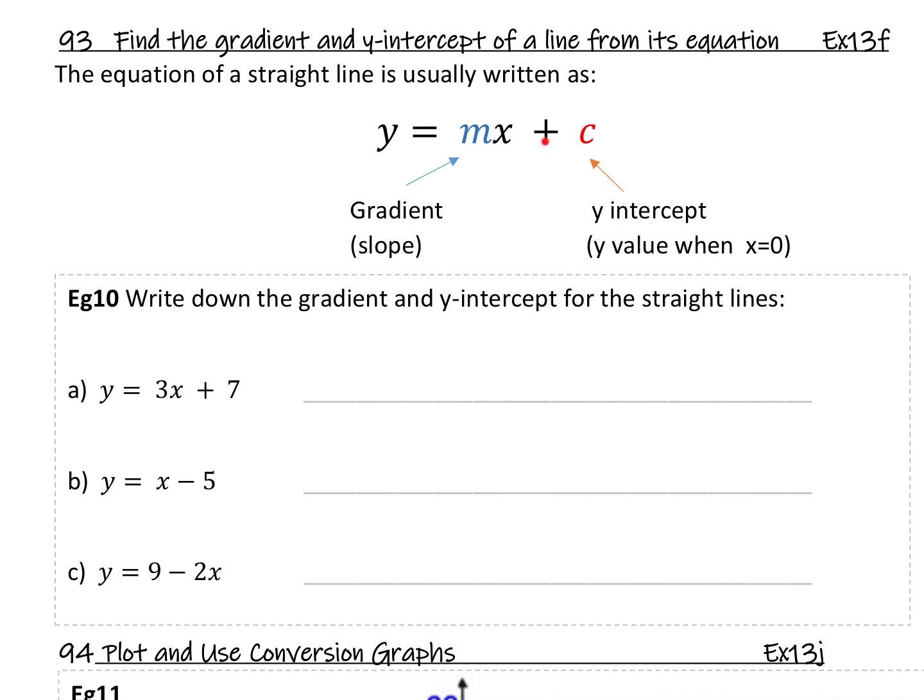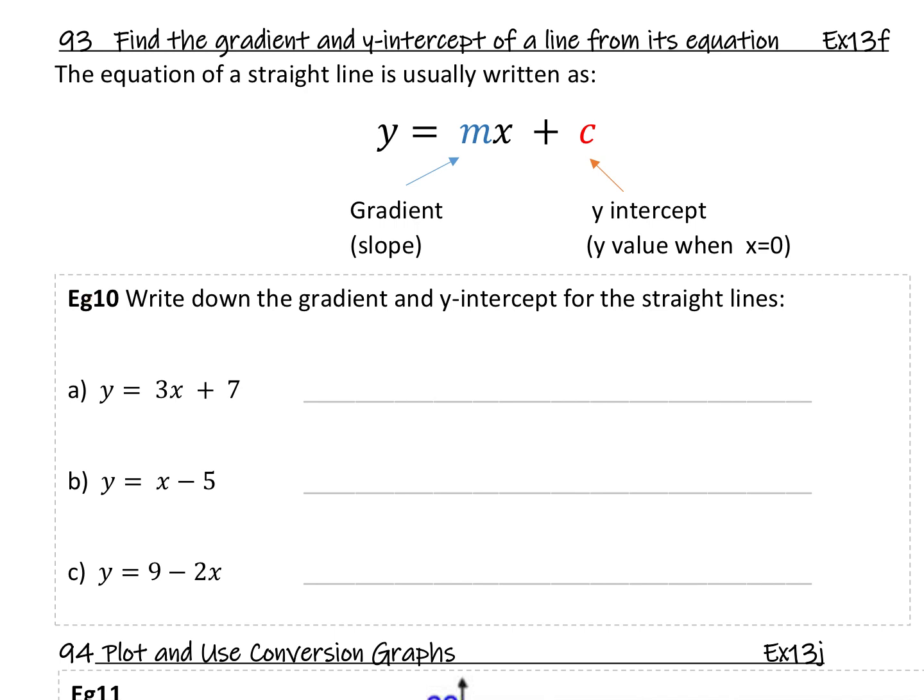Plus c, what you add on to the number of x's, the c, is the y-intercept. And that's the y value when x is 0. So without drawing it out, you can tell from the equation the gradient and the y-intercept.